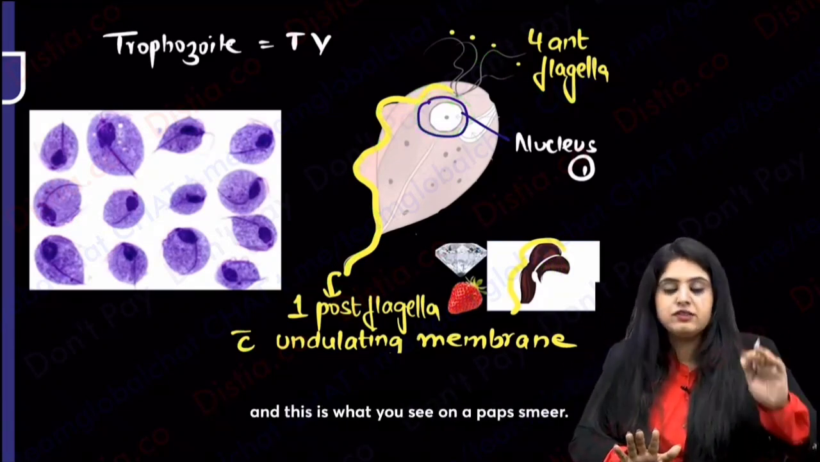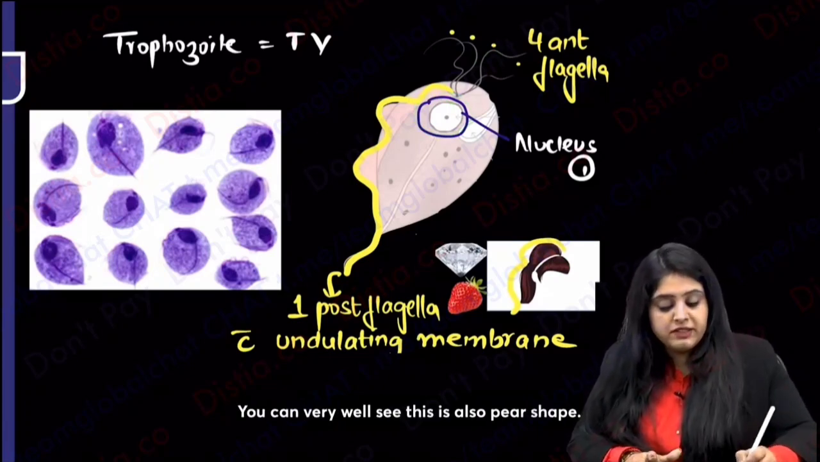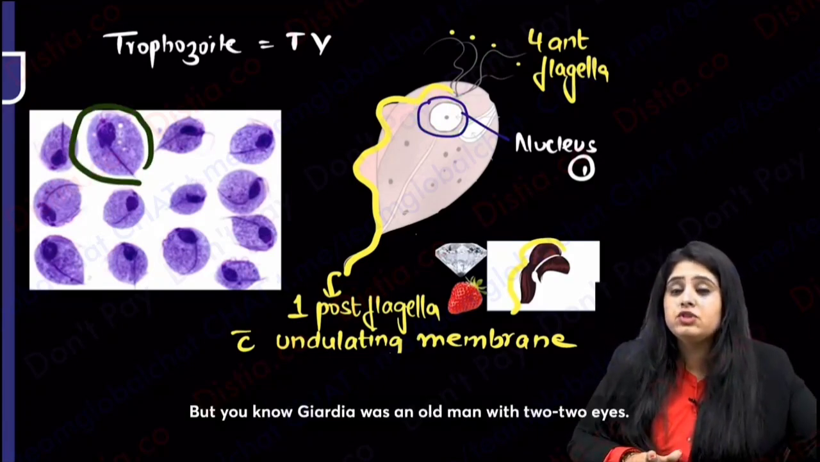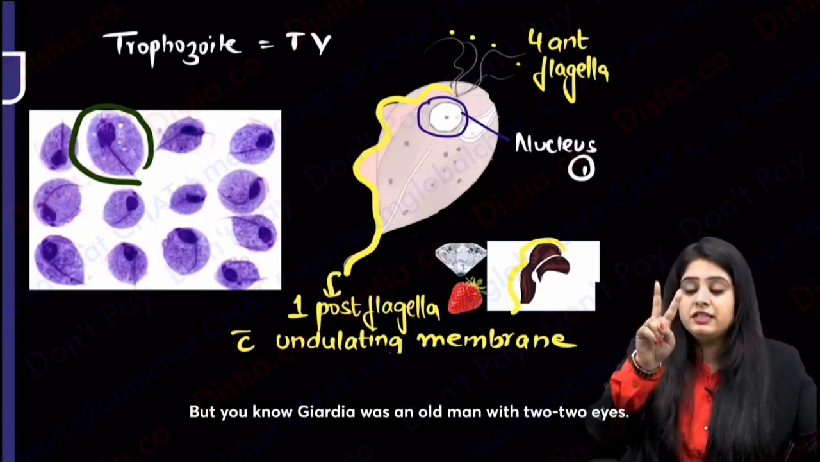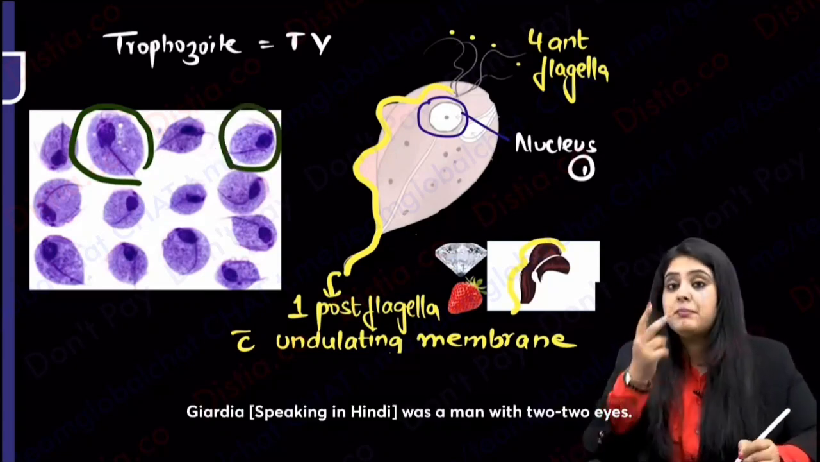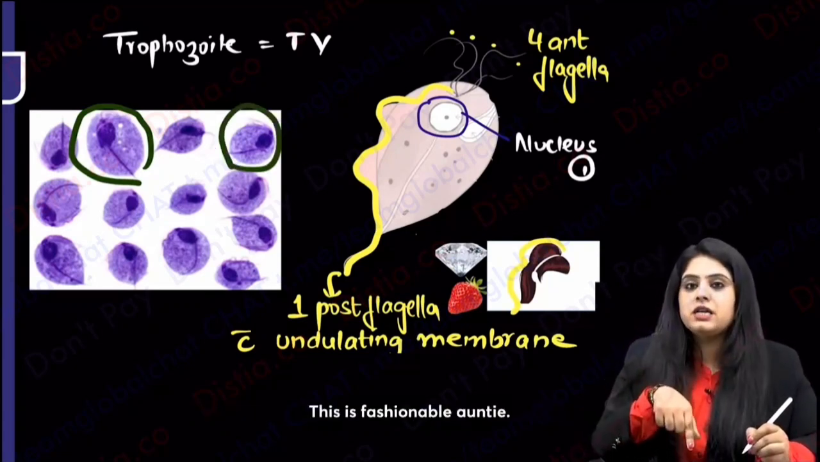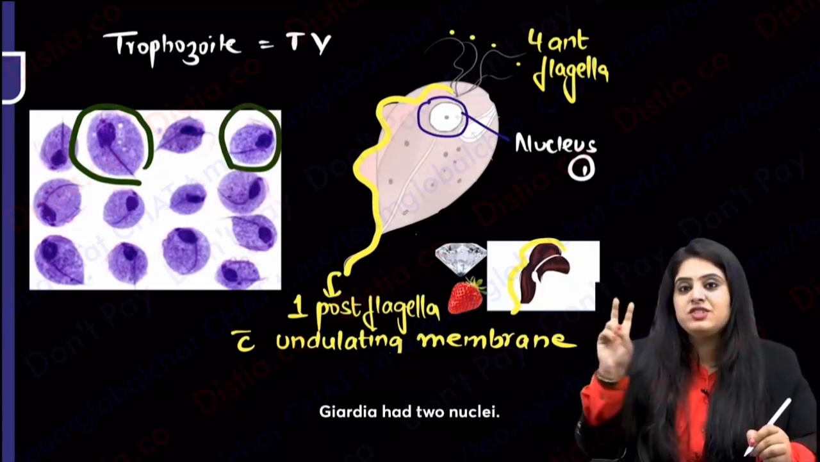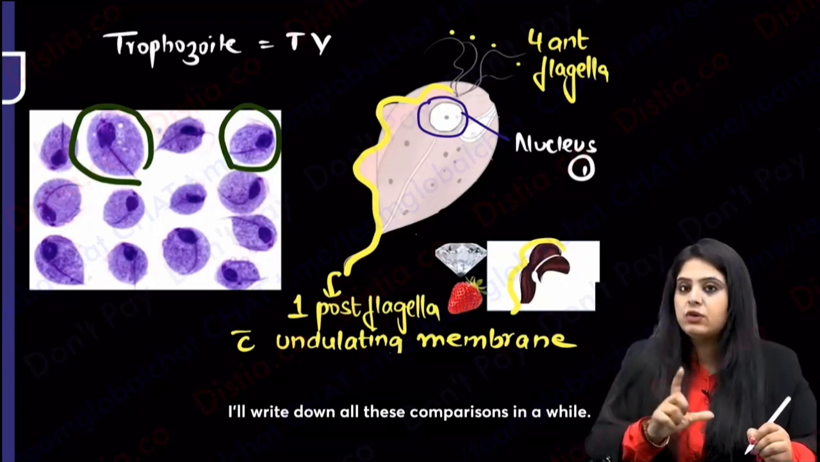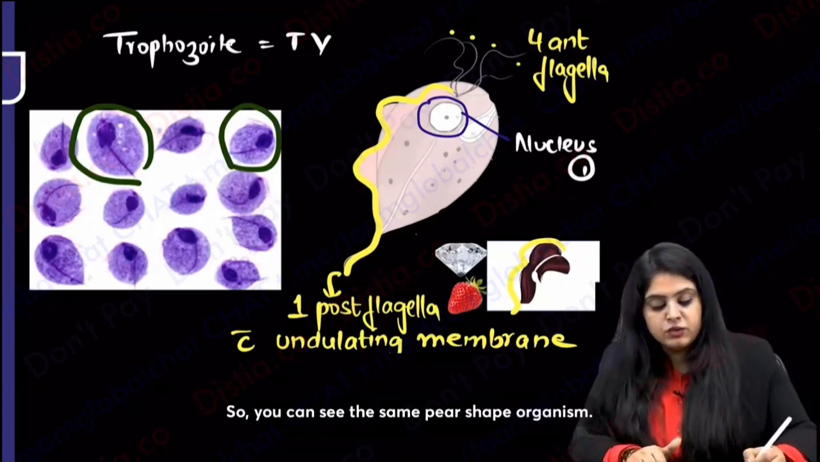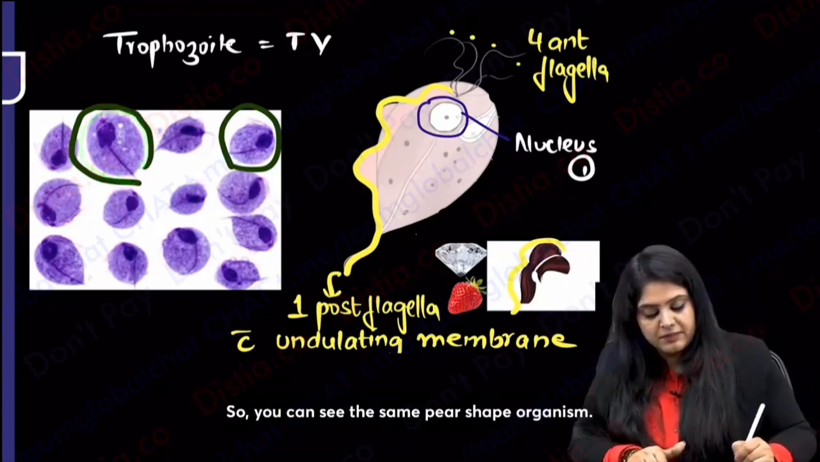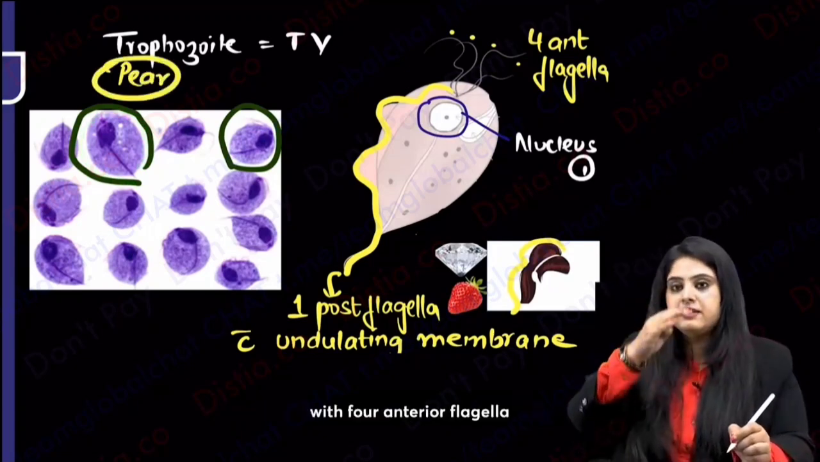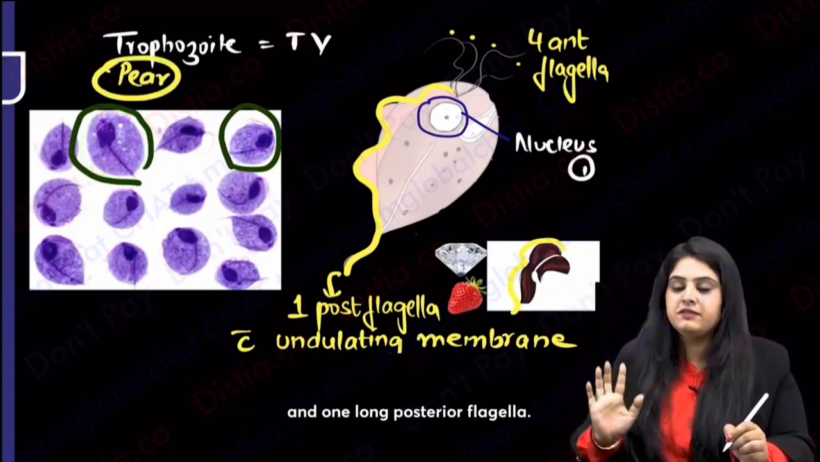Easy way to analyze, and this is what you'll see on a pap smear. You can very well see this is also pear shaped. Giardia was also pear shaped, but Giardia was an old man with two eyes. This is the fashionable auntie. Her eyes have been covered by her fringe cut hair, so she has only one nucleus. Giardia had 2 nuclei. I'll write down all these comparisons in a while, okay? So you can see the same pear shaped organism, and of course there is going to be one nucleus with 4 anterior flagella and one long posterior flagella.